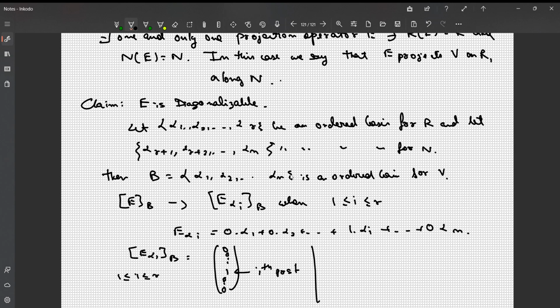What happens to the other alpha i's? So what is E of alpha i when i is greater than r? It is obviously 0, right? E of alpha i is 0 because they span the null space. So it admits 0 in all the other places as we go past the rth position. Therefore, it's obvious that the matrix of E with respect to B has this form.